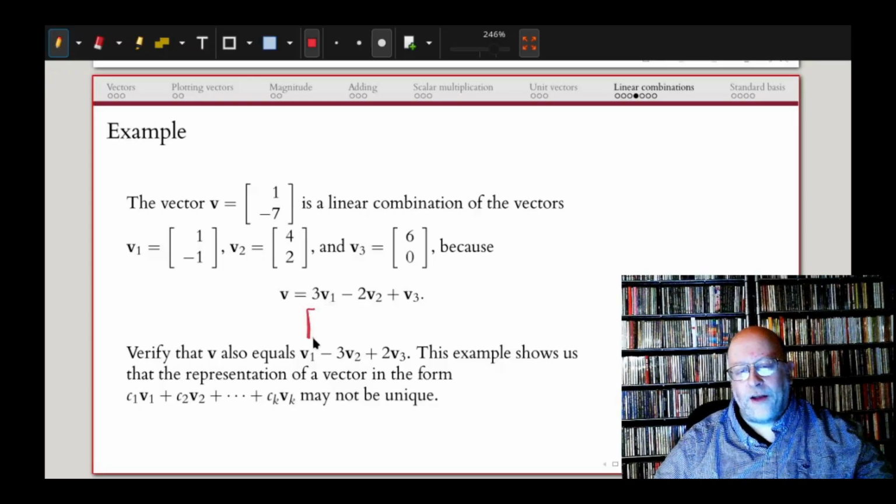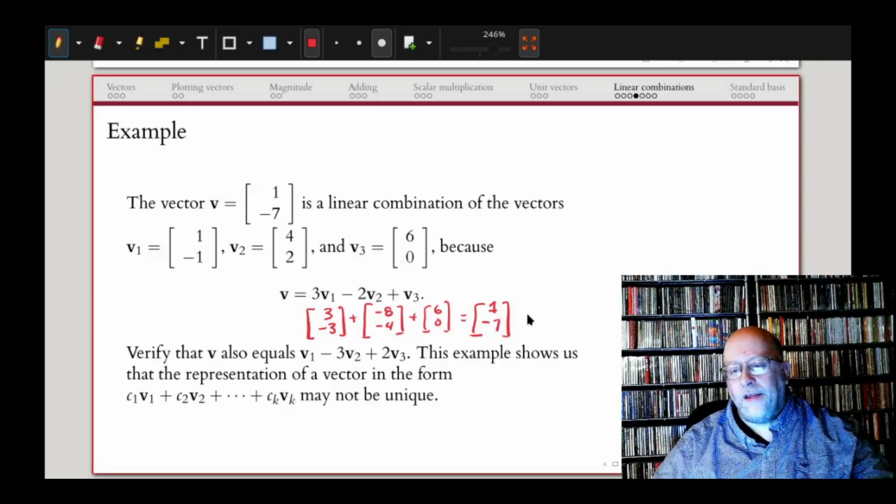3 times the first vector is 3, negative 3. Negative 2 times the second vector is negative 8 and negative 4. And the third vector is 6, 0. And when I add those together, 3 plus negative 8 is negative 5. Negative 5 plus 6 is 1. And the y-coordinate, negative 3 plus negative 4 is negative 7. Negative 7 plus 0 is still negative 7. And that is our vector v.